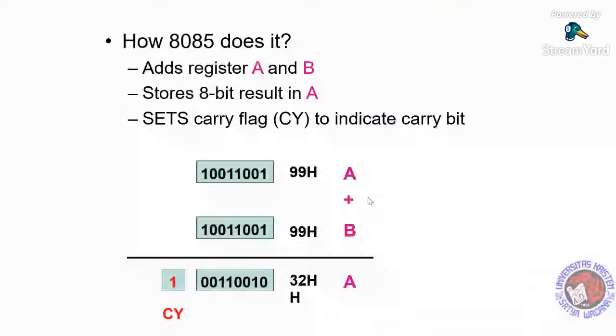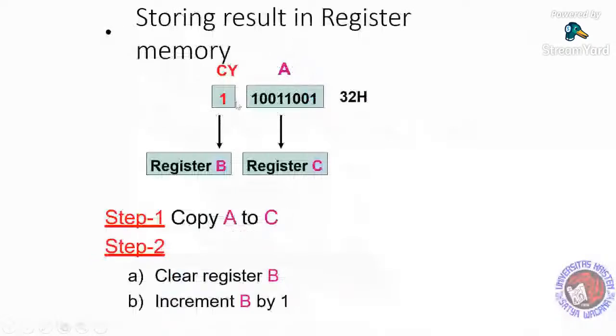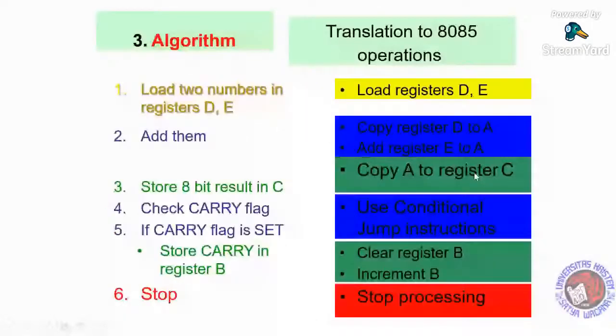So this is the result. This one is being added by this one. So this is the result. The result is put into register A and then goes to register C. The algorithm will be: load register D, copy D to A, add register E to A, copy A to register C, use a conditional jump instruction, clear register B, increment, and then stop processing.